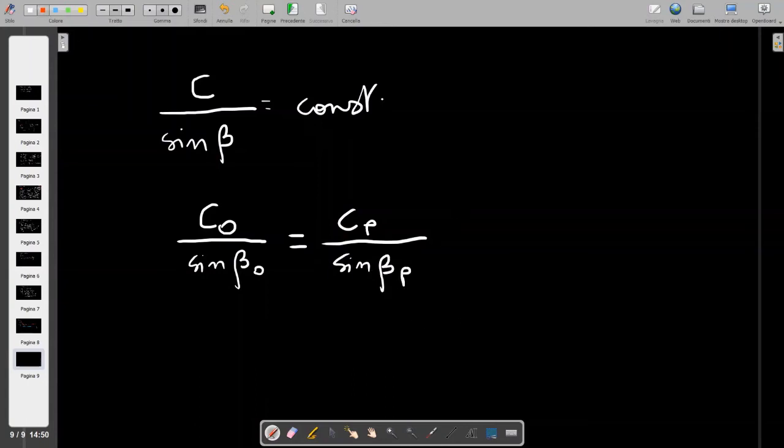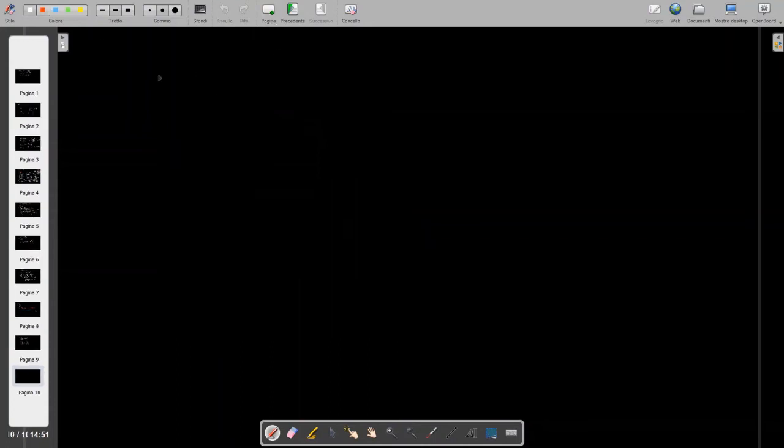Now, we know this one, we know this one, and also we know the wave direction at the point located offshore. Then the only unknown is this one. So we can write that the sine of beta P is equal to the wave celerity at the point located offshore.